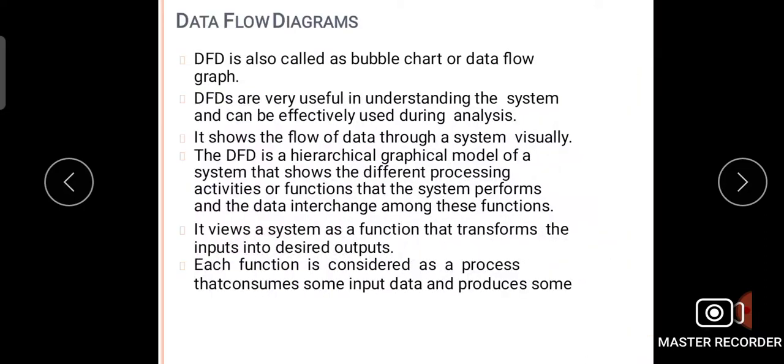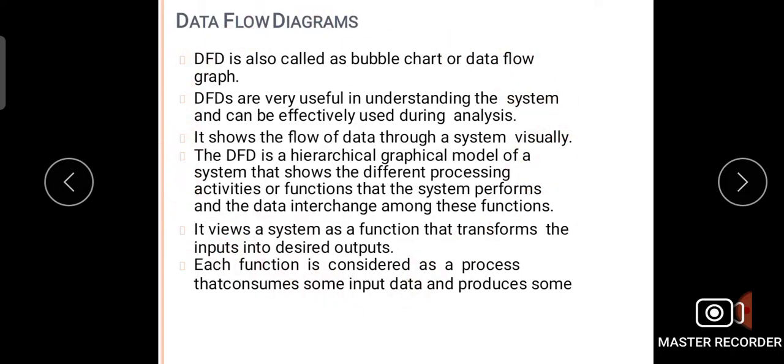Next, the data flow diagram. This is a very important topic for our GTU exam. So what is DFD? DFD stands for data flow diagram, and this topic is asked in the GTU exam, like explain DFD with a proper example. Whenever this type of question is asked, you have to attempt it in this way.